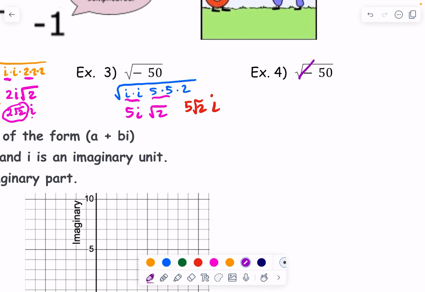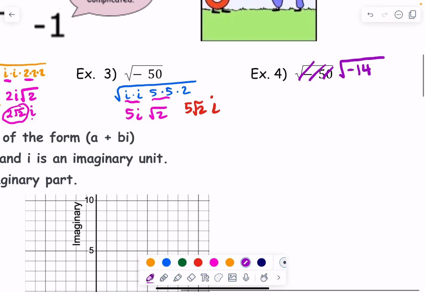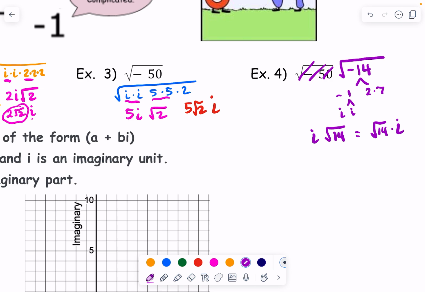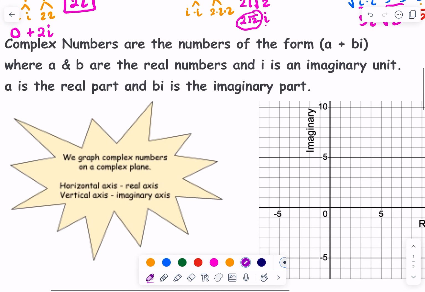Let's do the example of the square root of negative 14. Well, 14 we can break down to 2 and 7, but that doesn't really help us, but that doesn't stop us from being able to take the i out. So we would have i and then square root of 14. Again, square root of 14 times i. If you do it like this, you need to make sure that the i is not under the radical. Okay, so let's go. Hopefully I have that fixed on your notes later.